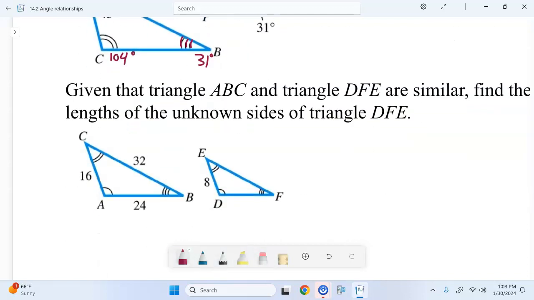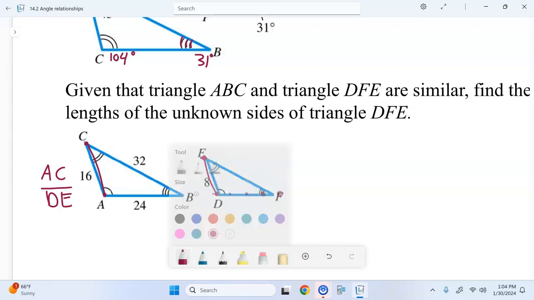Now, we don't have any angle measures, but we still have the demarcations, the little lines that indicate which angles are corresponding. So what angle corresponds with F? B. What angle corresponds with A? E with C. So the ratio of side AC, this side here, and the corresponding side DE has to be equivalent to every other corresponding side.